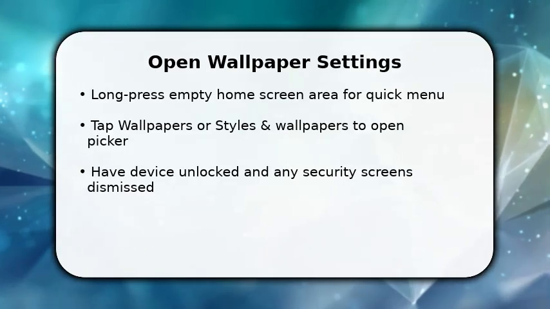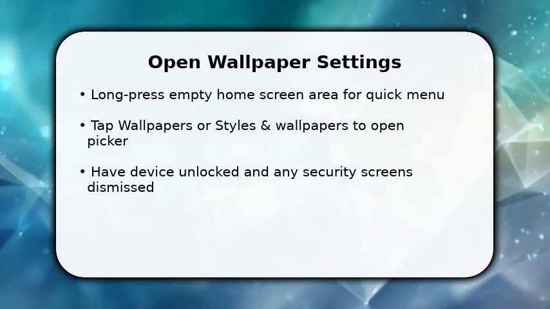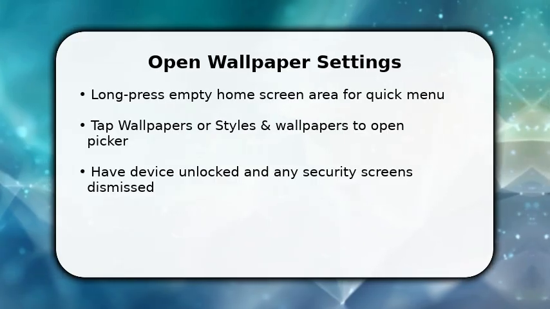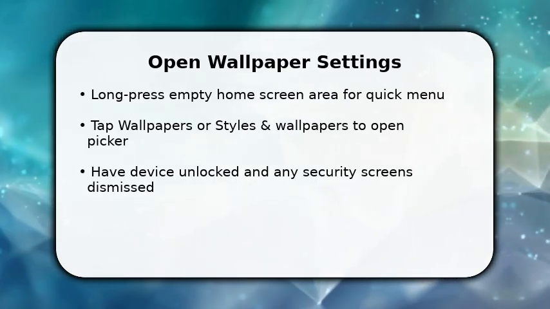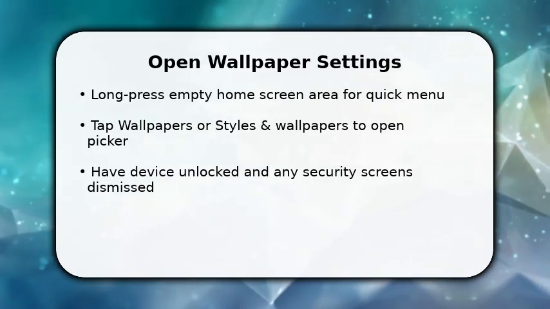You start by opening the Wallpaper controls. Long press an empty spot on your home screen, then tap Wallpapers or Styles and Wallpapers. You do this because Android centralizes wallpaper options there. It avoids digging through settings.